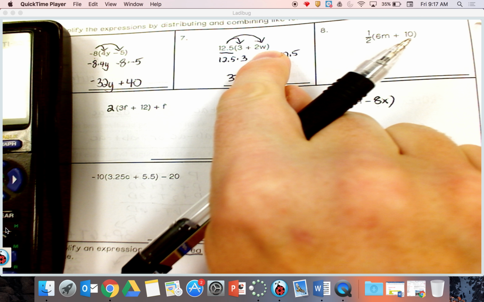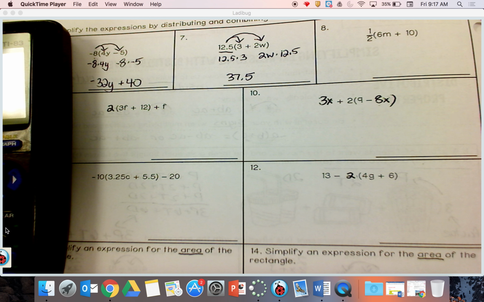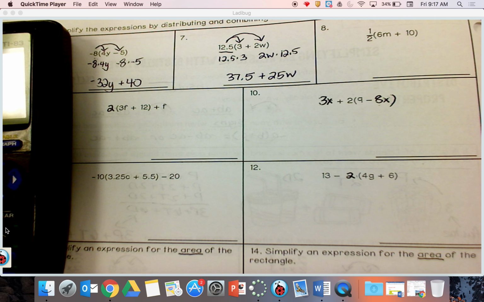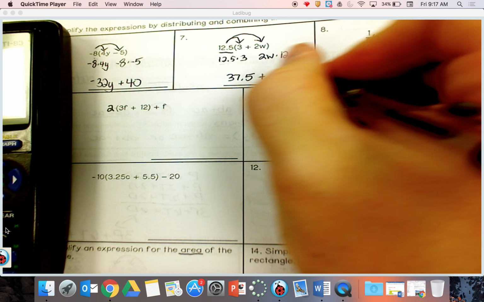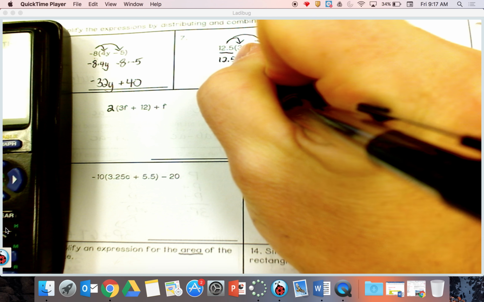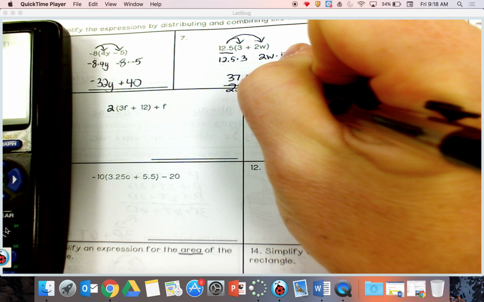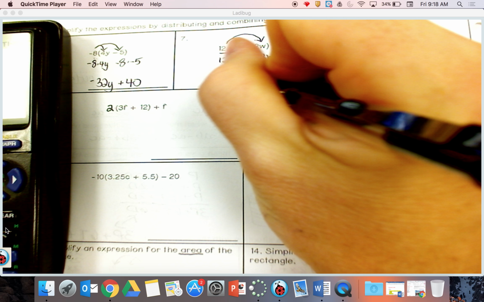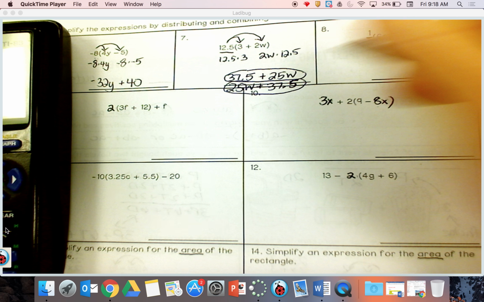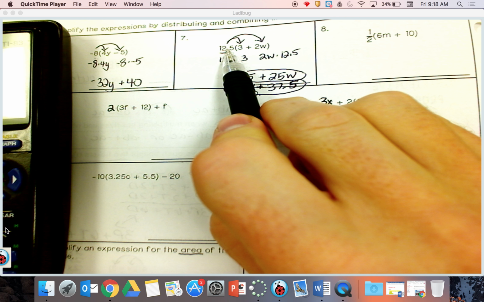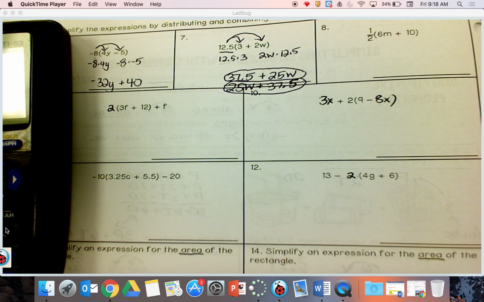And then 12.5 times 2w, I put it in here, it's going to give me a plus 25w. You could write it like this, or if you want to, you could flip it around the other way as well. Let me see if I can put it the other way. It would be 25w plus 37.5. Both of those would be the same. Now let's plus, because that's a positive with a positive, and a positive with a positive. Gives me both pluses there.